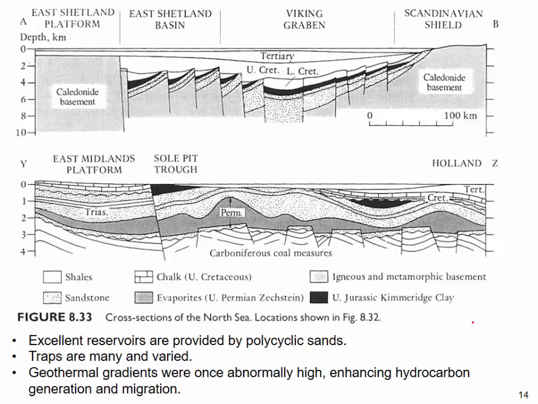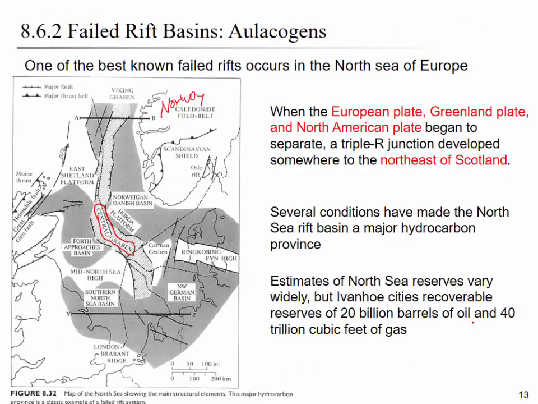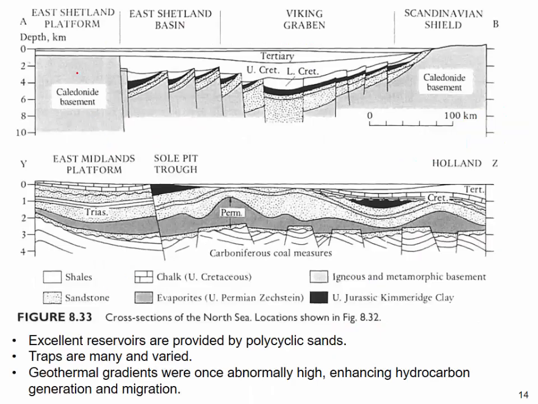And so the section here, okay, what do we have? We have a section A to B here, right? And another section Y to Z here. And the AB section is the upper figure. And so basement, and you can see the major growth fault. And the sediment is filled here, right? And what do we have? These are the shale, right? And clay.